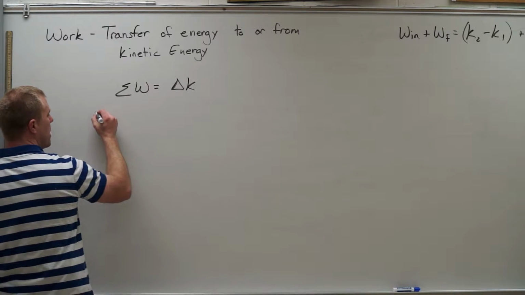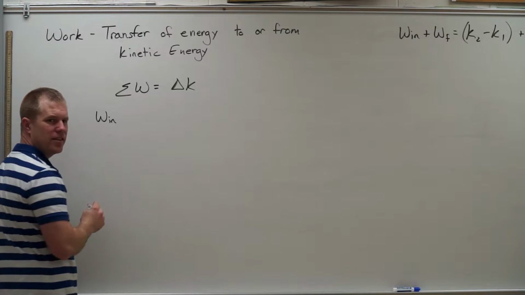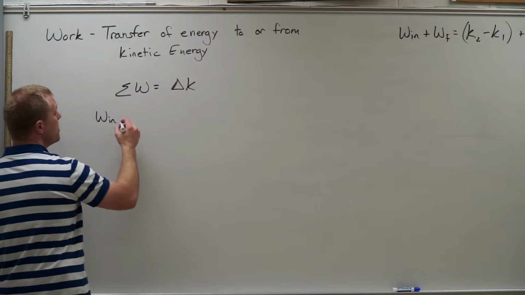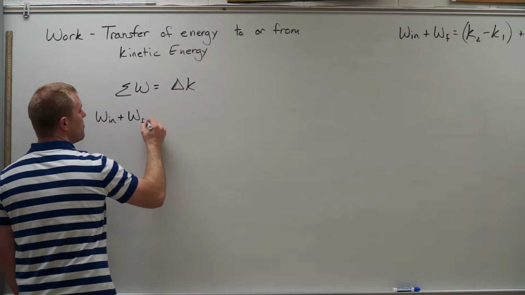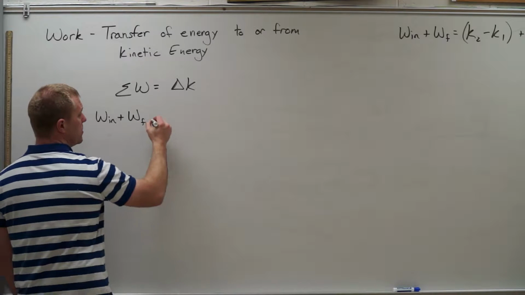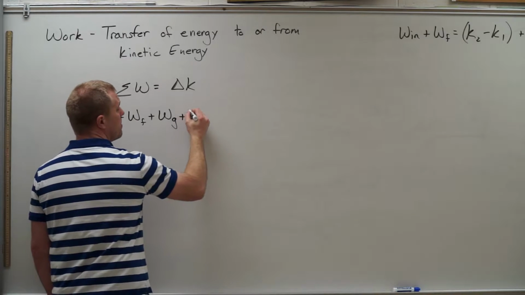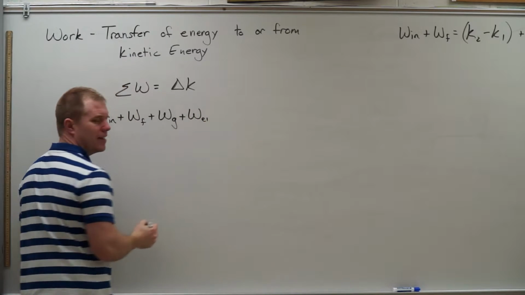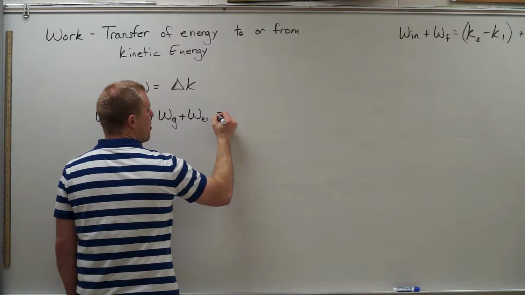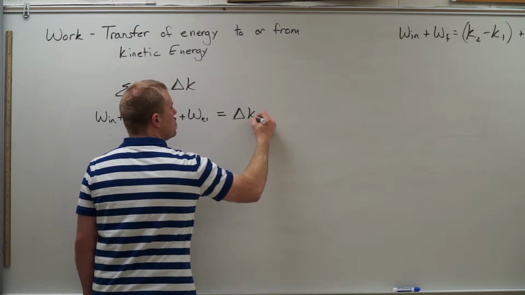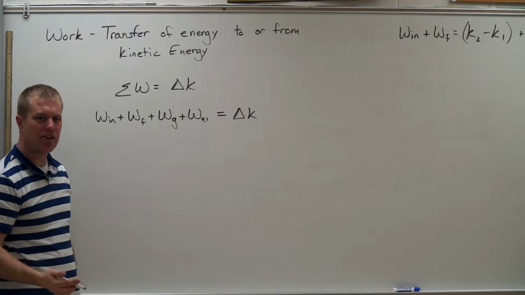So if I add up all the possible works, so there's an input work. This would be done by some applied force. There's also work done by friction, so if there's friction involved. There could be work done by gravity in the problem. There could also be work done by a spring, which I'm just going to call an elastic object. So if I add up all those works, I'm going to equal a change in kinetic energy.